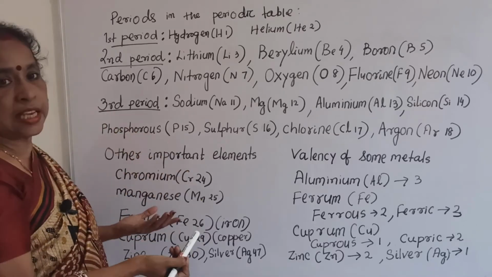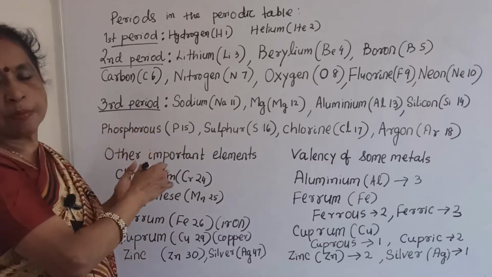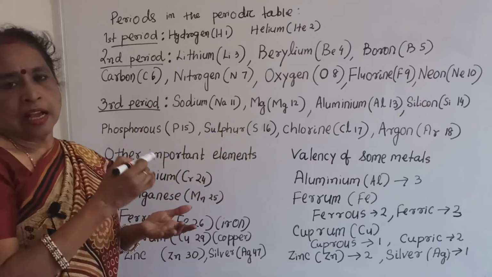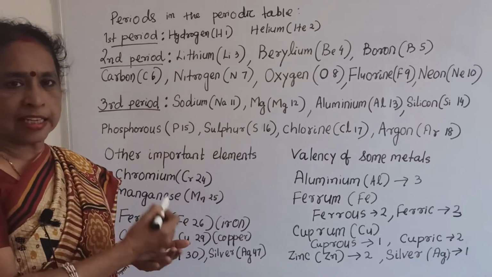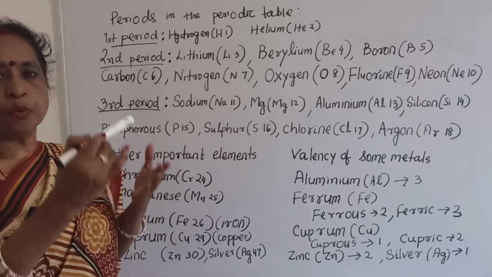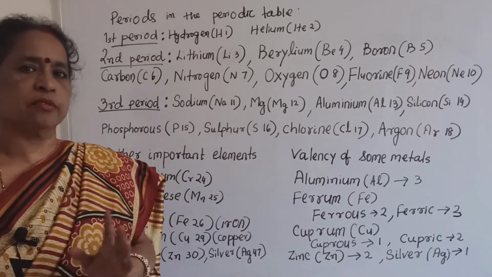Now, how can you say lithium, beryllium, boron, carbon, nitrogen, oxygen, fluorine, neon? Can you tell? Again, see, how can you say lithium, beryllium, boron, carbon, nitrogen, oxygen, fluorine, neon?